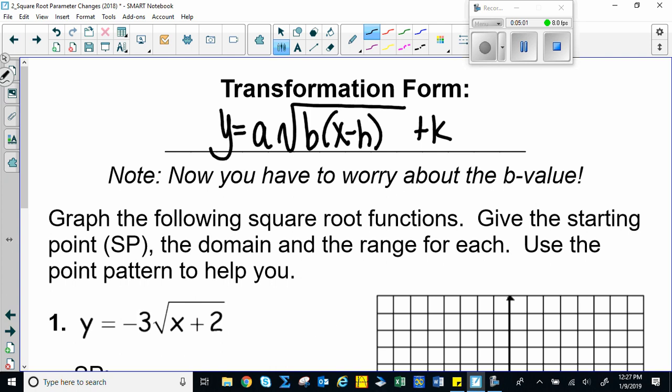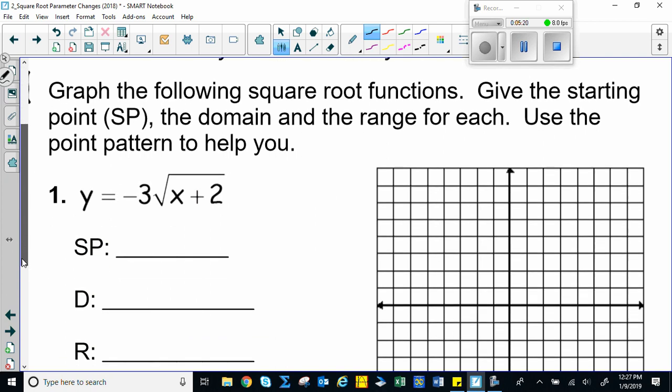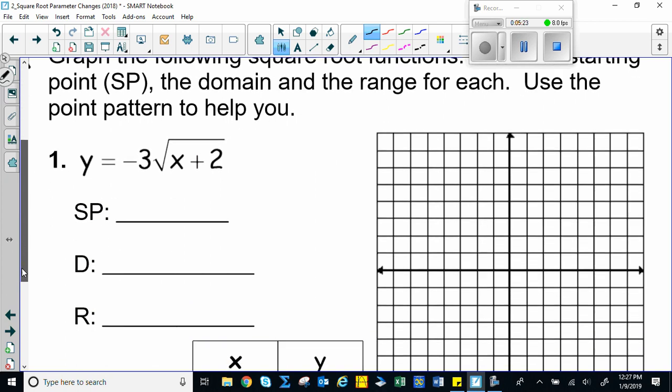More than we've looked at previously. All right, so we want to graph the following square root functions. At the bottom of your paper, you've got a little bit of space. We're also going to describe the transformations because you have to do that on your homework tonight. So we want to find the starting point. We want to find our HK value. And then we're going to graph this.